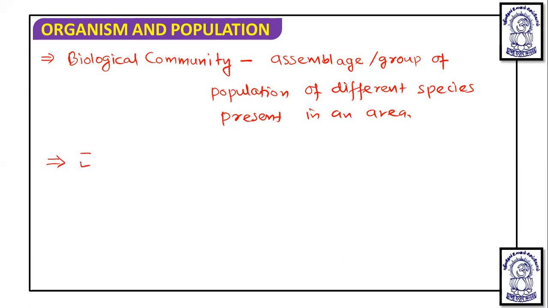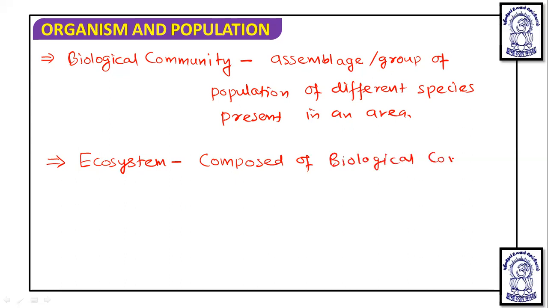Then after the biological community comes the ecosystem. An ecosystem is composed of a biological community, and it is integrated with its physical environment, meaning abiotic factors.